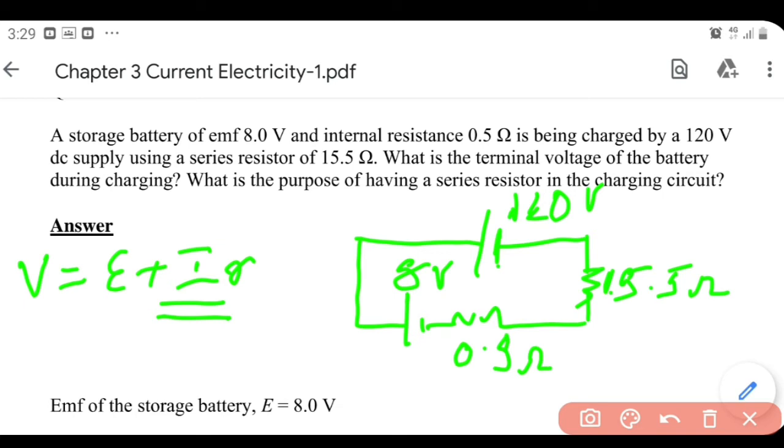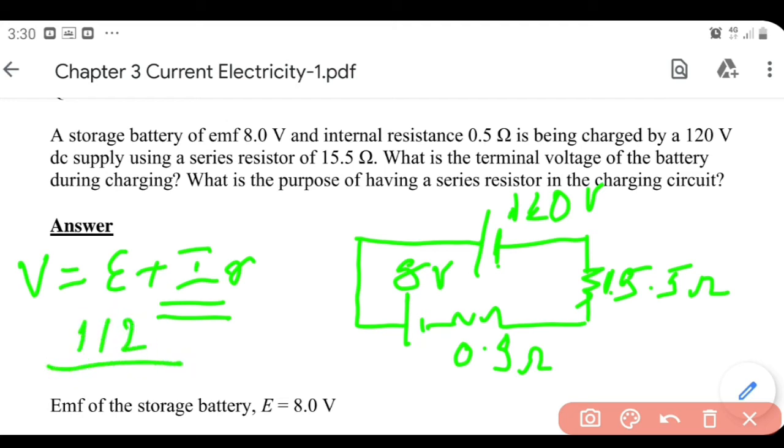So what is the net EMF here? You can see that the two cells are connected in series actually, and they are opposing each other because the positive of the cell is connected to positive. So they are not aiding each other, they are opposing each other. One is of 120 volt and the other is of 8 volt. So what will be the net EMF? 120 minus 8, because they are opposing. So 120 minus 8 becomes 112.